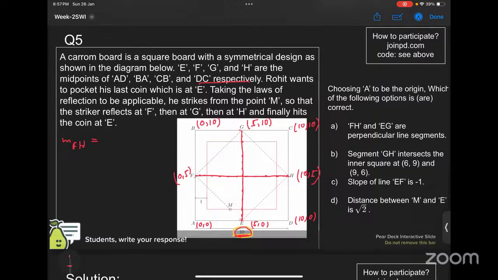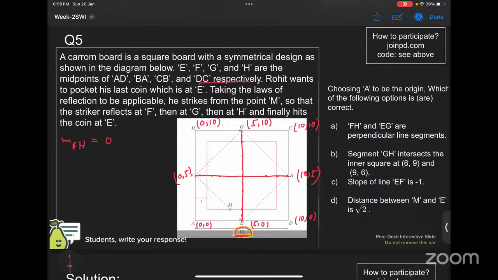So what is the equation of the line FH? We can directly compute the slope too. So what is the slope of the line FH? Slope is 0. Okay, but we cannot do this for the line GE, because the slope is undefined, so we have to calculate the equation. So let us calculate the equation.